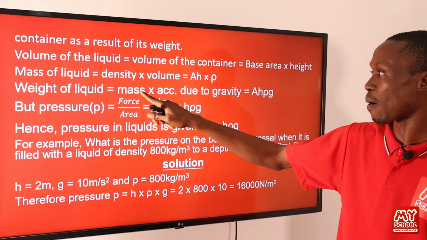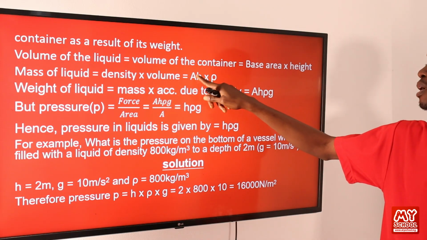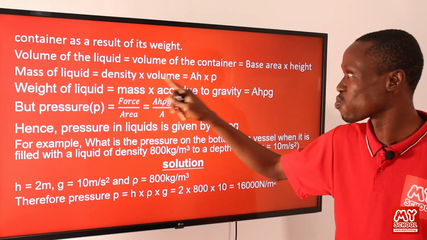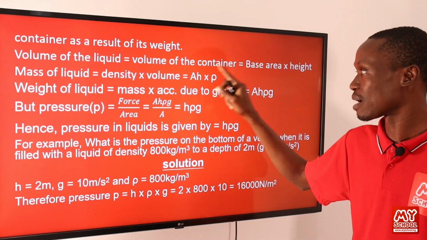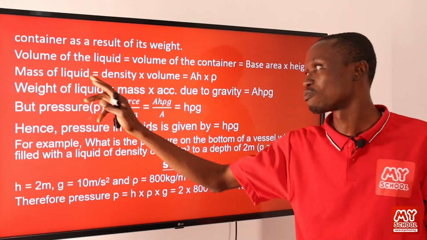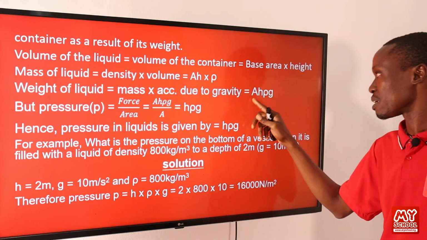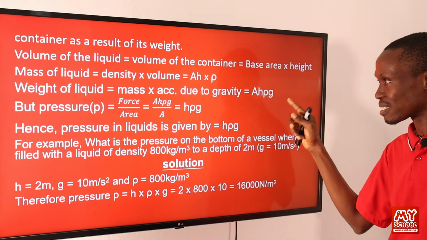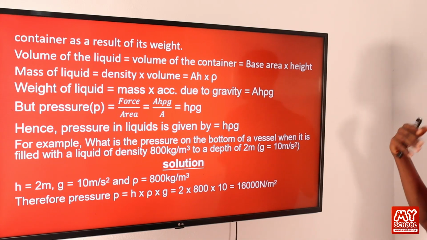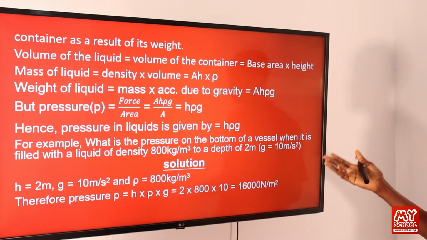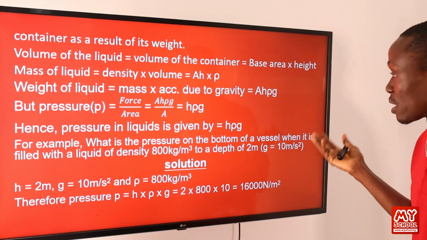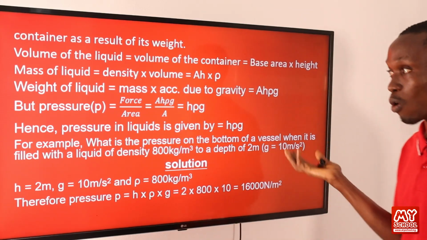And we already know that our mass is equal to base area times height times density. So in place of mass here, we replace it with base area times height times density. So we'll have that the weight of the liquid is equal to base area times height times density times acceleration due to gravity. And remember that weight is also a form of force. In fact, weight is defined as the force acting on the body due to gravity, or as a result of the gravitational pull of the earth on an object.